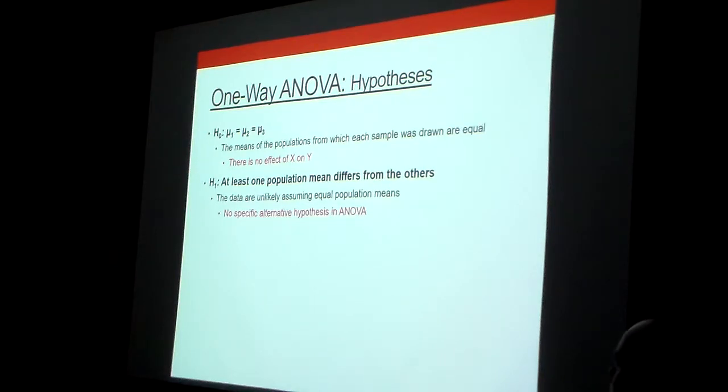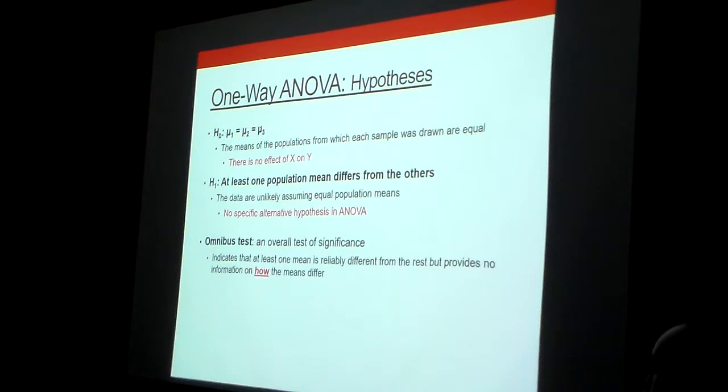And again, this is going back to that conceptual interpretation. Basically, we're saying these data would be unlikely, or what we want to conclude, even though we have problems with this, is that the data are unlikely assuming that the populations from which these samples are drawn have equal mean values.